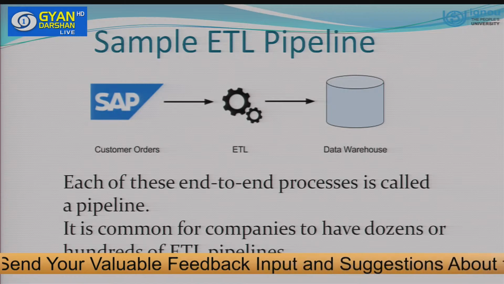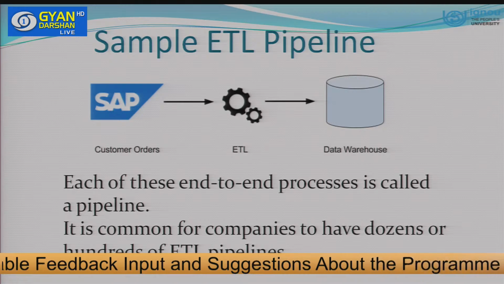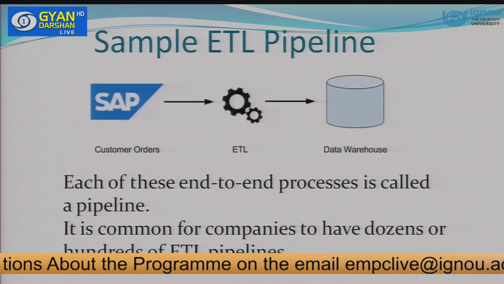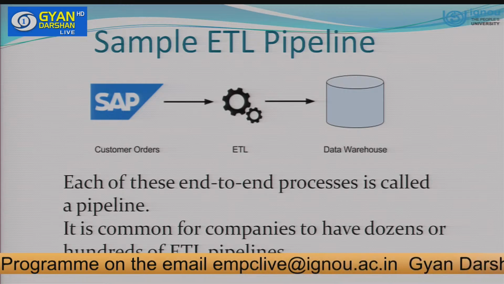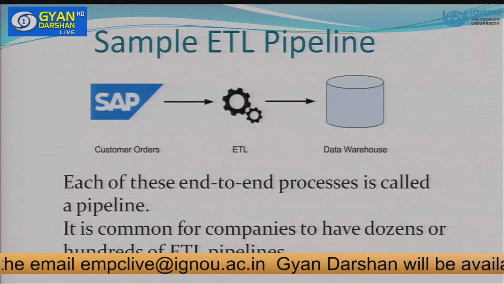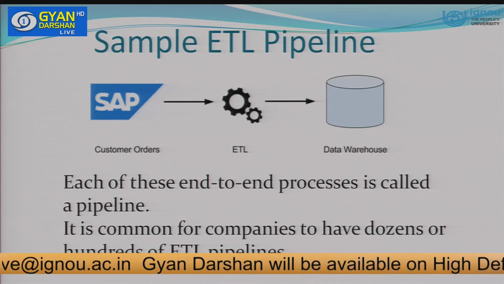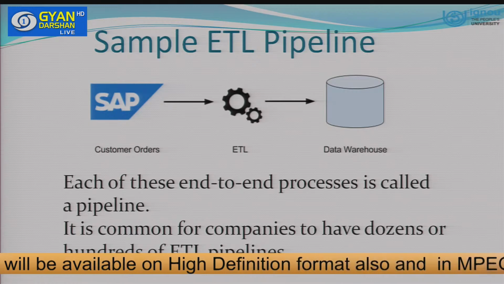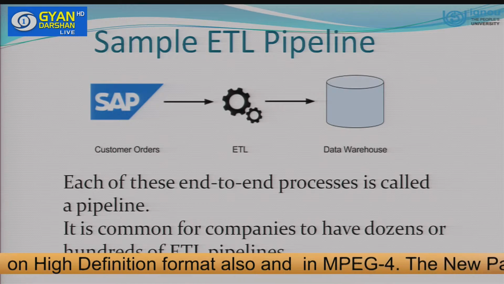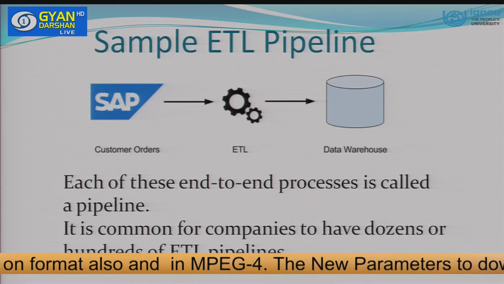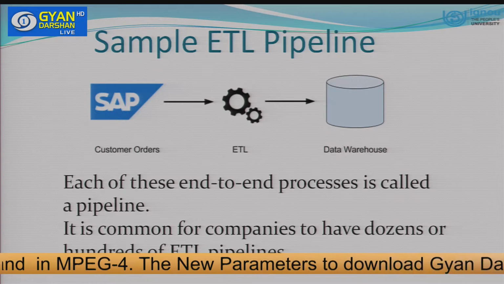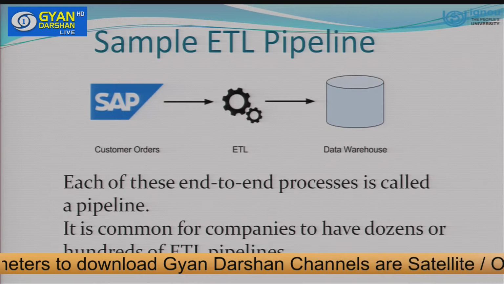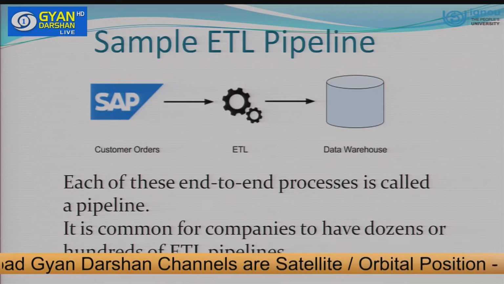From the customer orders there is a line drawn, or you can call it a path or a channel, which is laid from the source to the destination. Here, the source is the customer order data existing in the SAP system, and the destination is the data warehouse, that is the OLAP data warehouse. ETL is the in-between component which transforms the whole data into workable, integrated data and pulls it into the data warehouse. Each of these end-to-end processes is called a pipeline, right from the source system till the destination system. You can see a kind of pipeline is being laid.